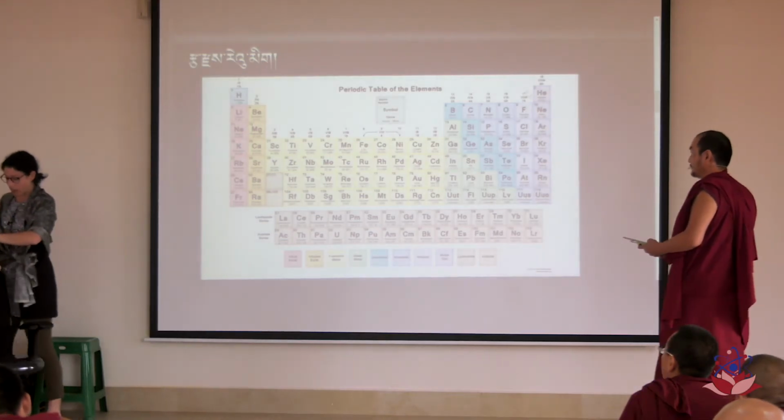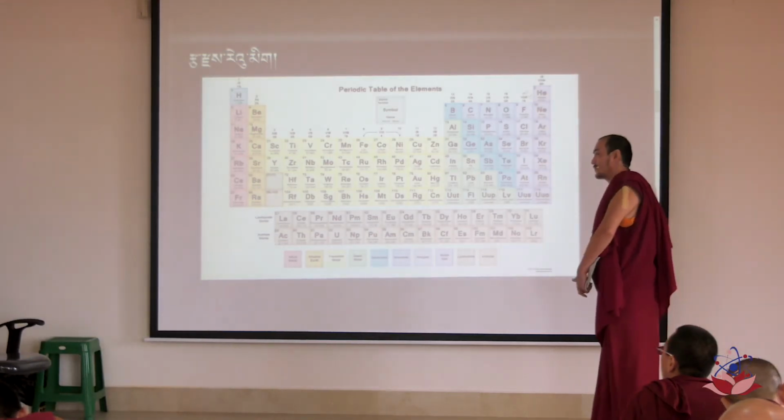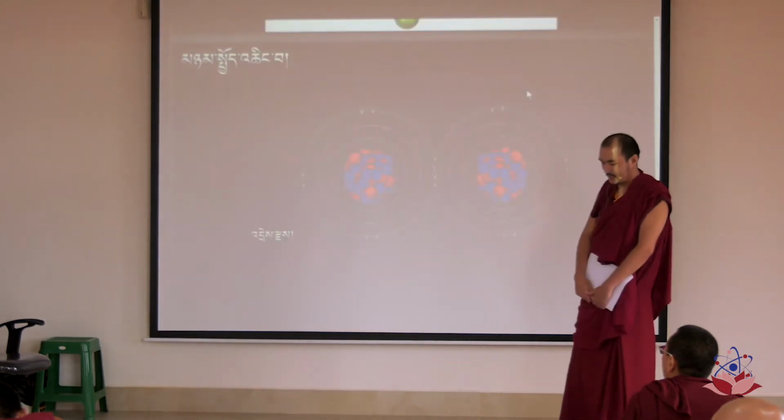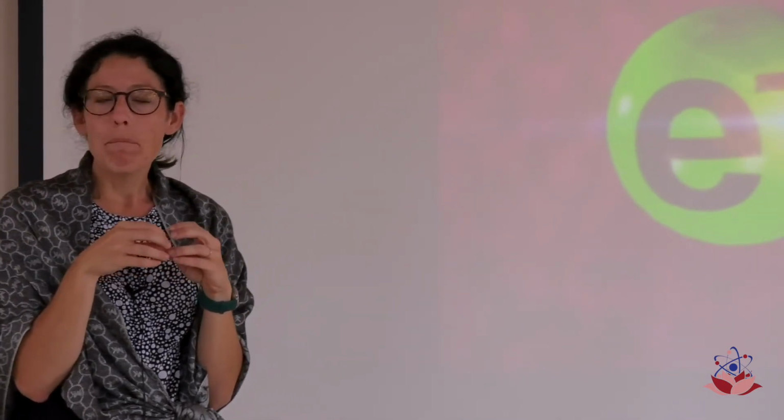So now I want to talk about something super cool. We said that we have these positively charged and neutral particles in the nucleus with a negative charge surrounding them. But can the opposite be true? Can we have negatively charged particles in the center with positively charged particles surrounding them?